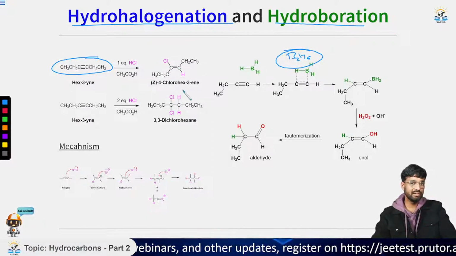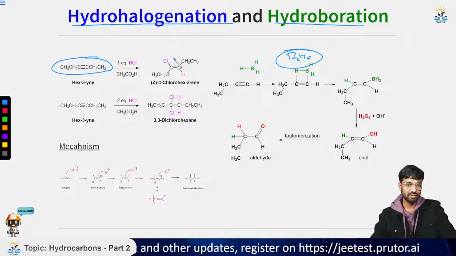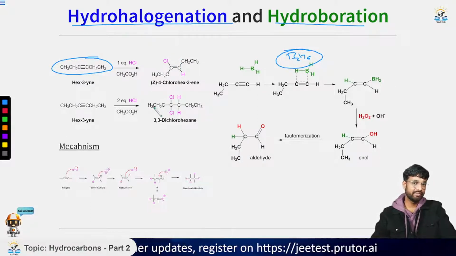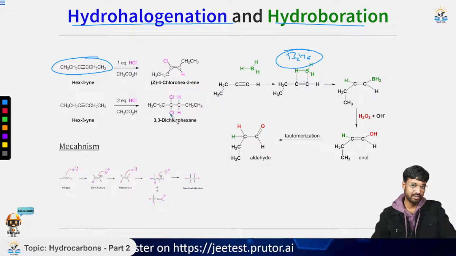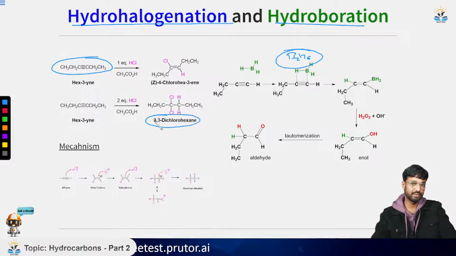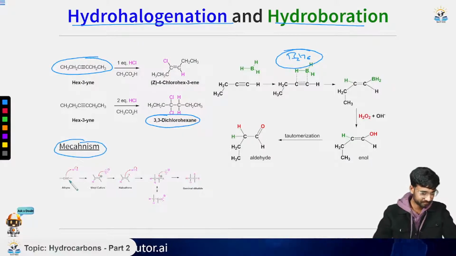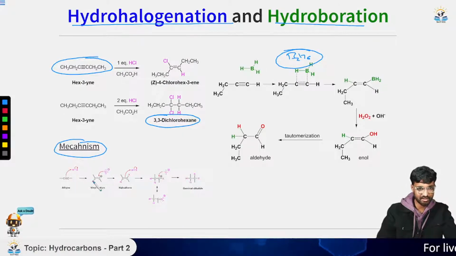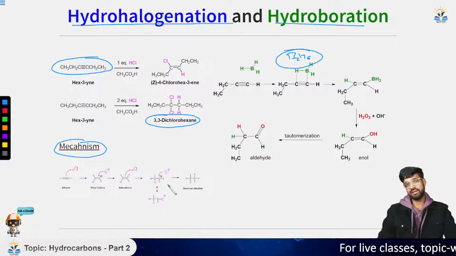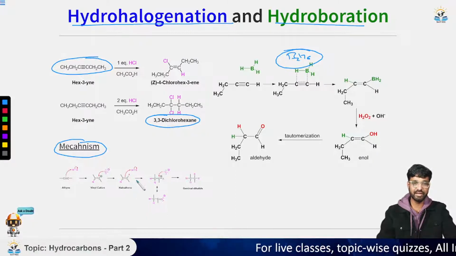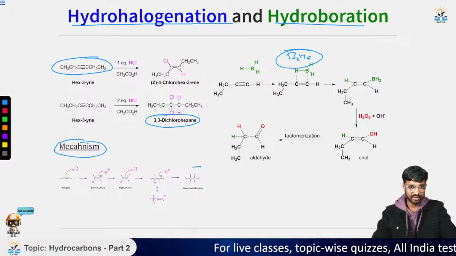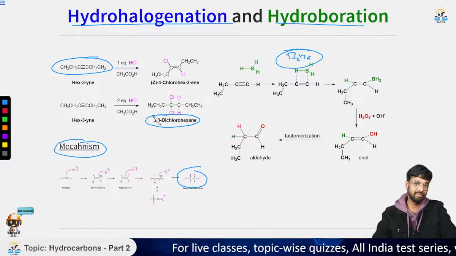So if you are adding one equivalent, we will get a mono haloalkene. And if you are taking two equivalents of HCl, then you will get a dihalide. In this case, if you are using hex-3-yne, we will get 3,3-dichlorohexane. Now what is the mechanism here? First, H is added on this side, and we will get a positive carbocation. The carbocation will form on the side which is more stable. So if we have a 3 degree, it will form 3 degree first, then 2nd degree, and then 1st degree. And we will get a geminal dihalide. This should be kept in mind, that we will get a geminal dihalide.